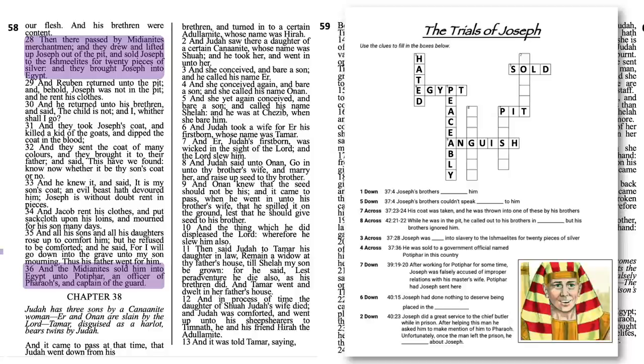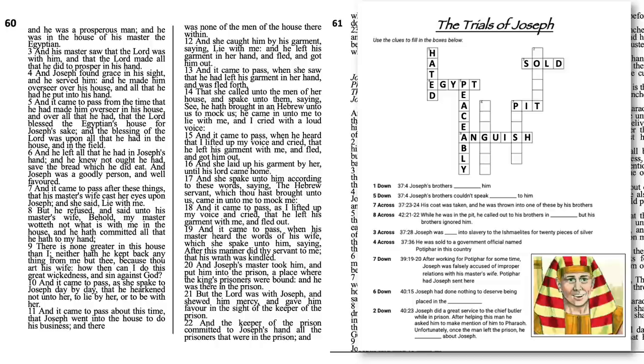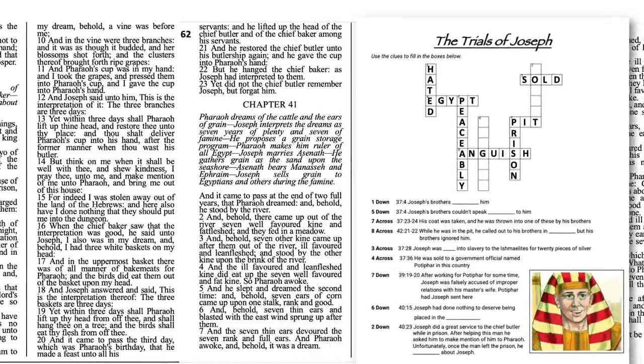But, seven down, after working for Potiphar for some time, Joseph was falsely accused of improper relations with his master's wife. Therefore, Potiphar had Joseph sent here. Prison. And then Joseph uses a different, more troubling word to describe where he's sent. In six down, Joseph had done nothing to deserve being placed in the dungeon. So he's kept in a very miserable place. The dungeon doesn't sound like your average prison cell. This is a terrible, terrible location to be kept. And as you can probably imagine, a foreigner that's accused of adultery with an Egyptian official's wife is probably not going to be kept in the greatest of conditions.